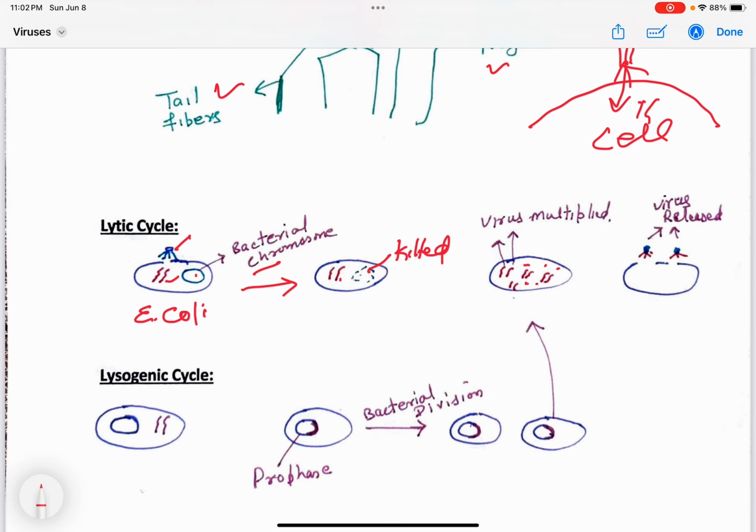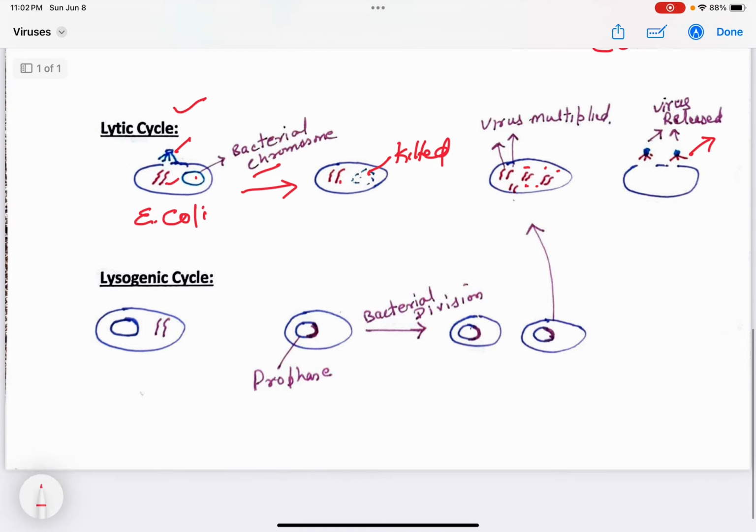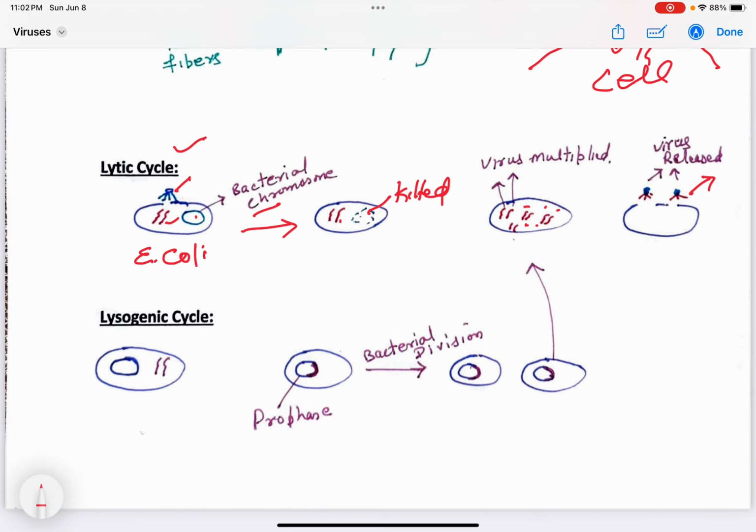and ultimately it reproduces the structure, tail and head and all the body, inside the host cell, and then it breaks the host cell and is released, and it's ready to penetrate another host cell. So that's the lytic cycle, and the next cycle is called the lysogenic cycle.